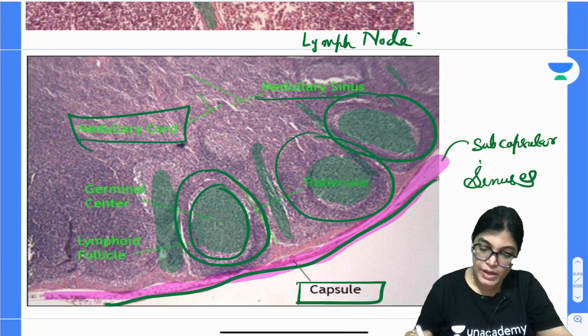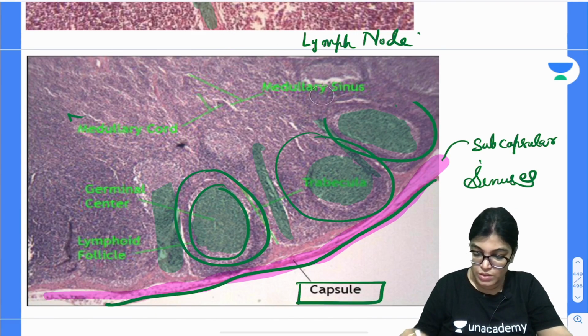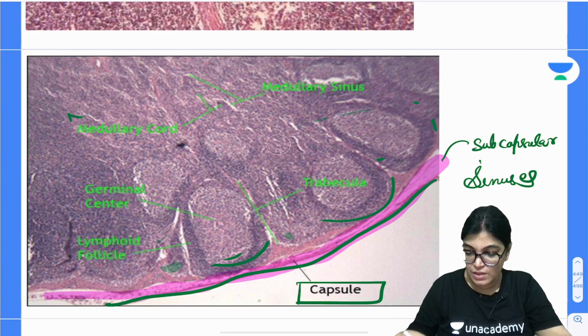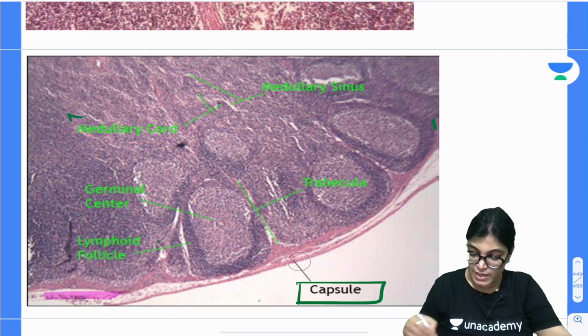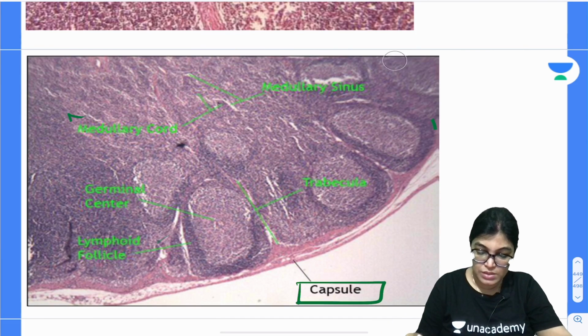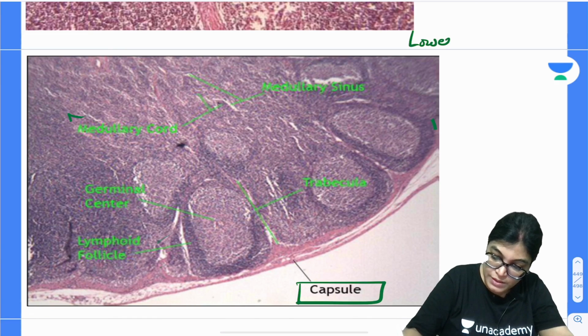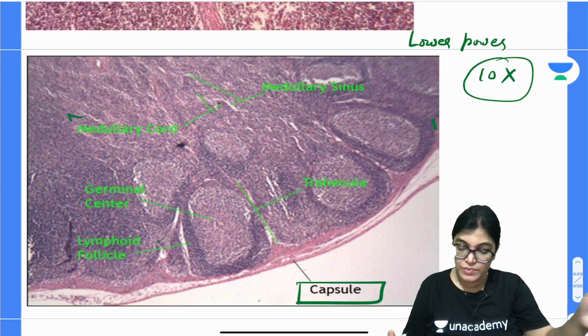This is how you can appreciate the slide of the lymph node. All the features are quite evident here. This is how the exact slide of the lymph node looks in low power view, that is the 10x power view of the lymph node.